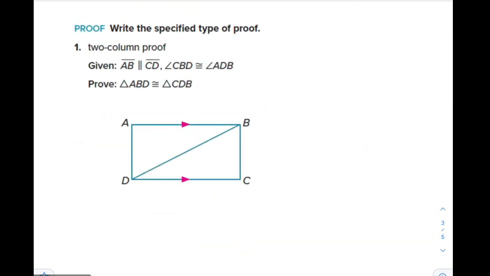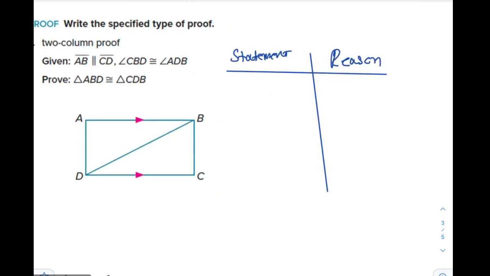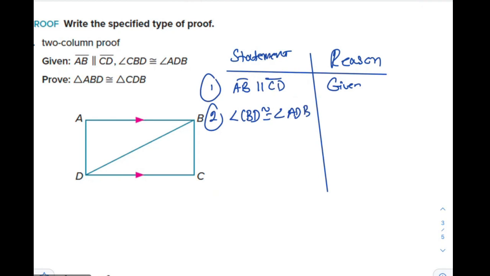Right, the specified type of proof, we want a two-column proof. So we will write the statement and the reason. Given. Copy the given information. 1, AB is parallel to CD, given. 2, angle CBD is congruent to angle ADB, also given. And I will show that.